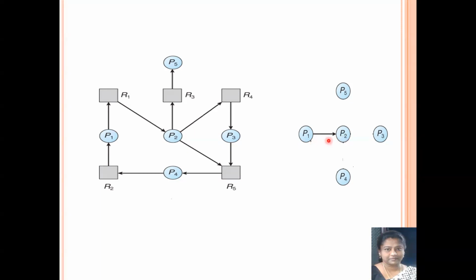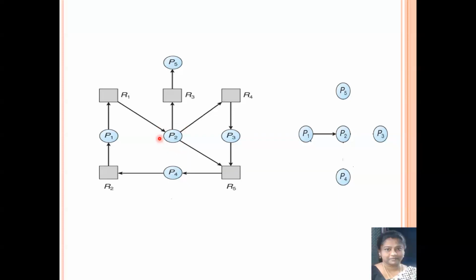This is what is meant by P1 to P2 arrow. That is, P1 is waiting for P2 to release the resource R1. So like this, with respect to every process, I have to fill my wait-for graph. So now I am done with P1. Let's now move to P2.